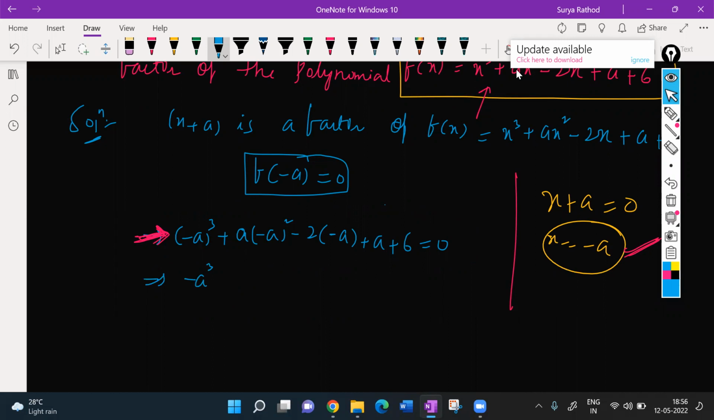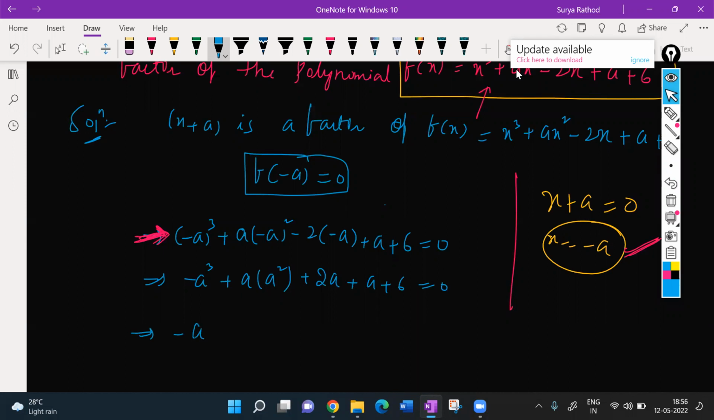All the x. Yes, yes. This becomes minus a cube. Now minus a whole square is what, beta? Plus a square. Correct. Minus a whole square is still a square only. Minus whole square is what? Plus a square is going to be a square only. Correct. Now minus into minus plus 2a plus a plus 6 is equal to 0.